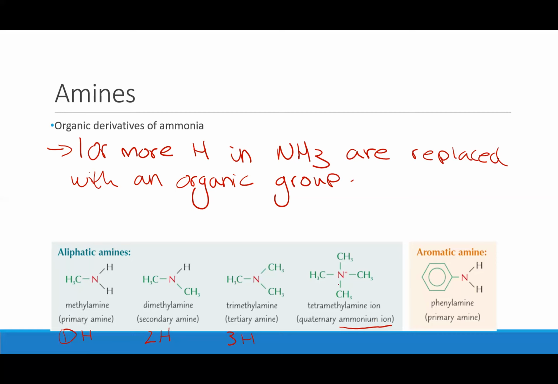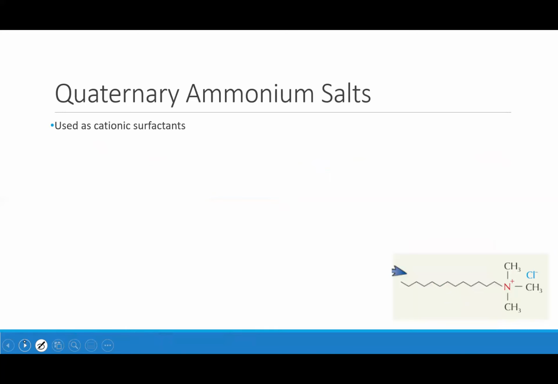because now your nitrogen is positively charged. You can also get aromatic amines, so for example phenylamine, which is also a primary amine, and we looked a bit at those aromatic amines. As you can see, that's got that benzene ring in there, so it's an aromatic compound, with the amine group added onto it as well. So that is an aromatic amine.